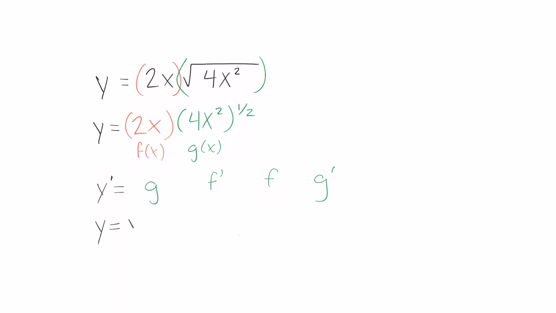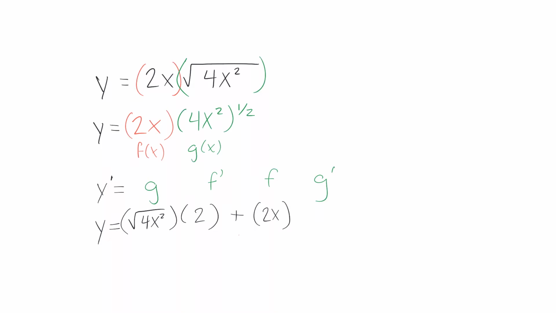So g is just the square root of 4x squared. F prime is just 2. We don't need chain rule on that, which is great. Plus f, which is 2x. That's nice. And now g.